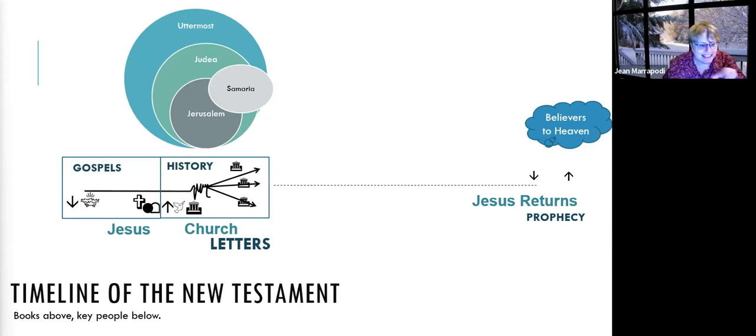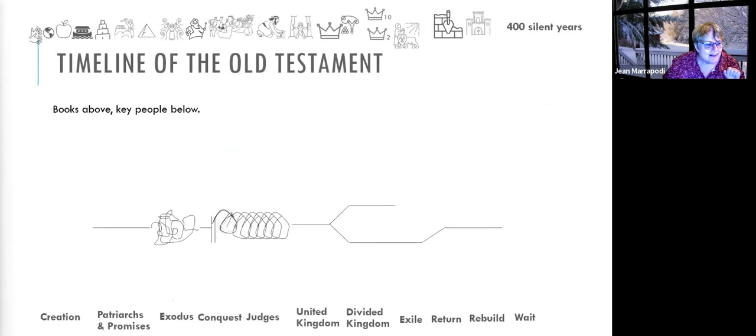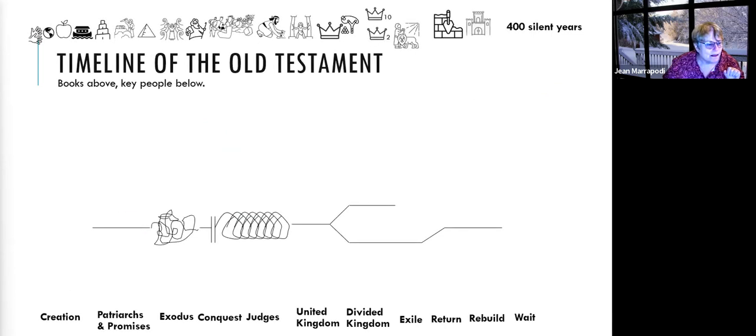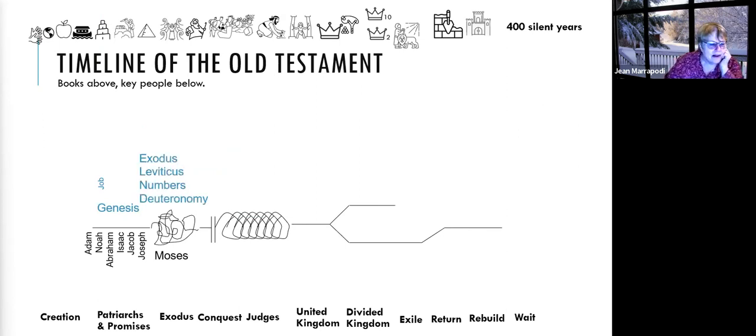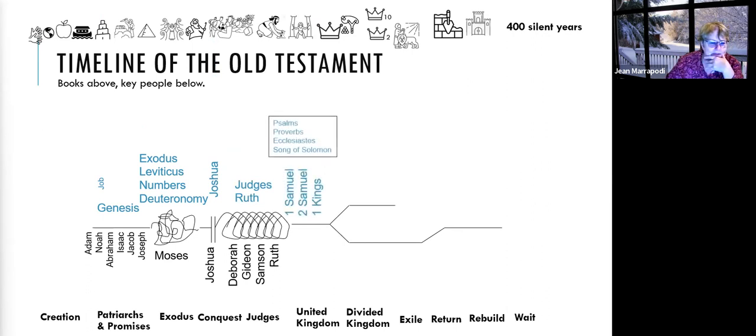Well, the letters fit into the history there. And that's where they go. So here we go. Here's our books of the Bible and where we go. And I said, Job goes in there. Exodus, Leviticus, Numbers, Deuteronomy come. And it's primarily about Moses leading the people. And Joshua comes, tackles, the wall falls down. And then our judges, and we have Deborah, Gideon, Samson, and Ruth. Those are names that might be familiar.